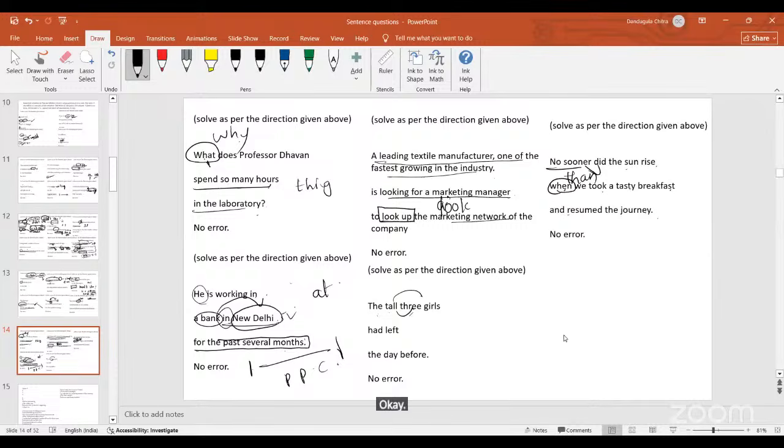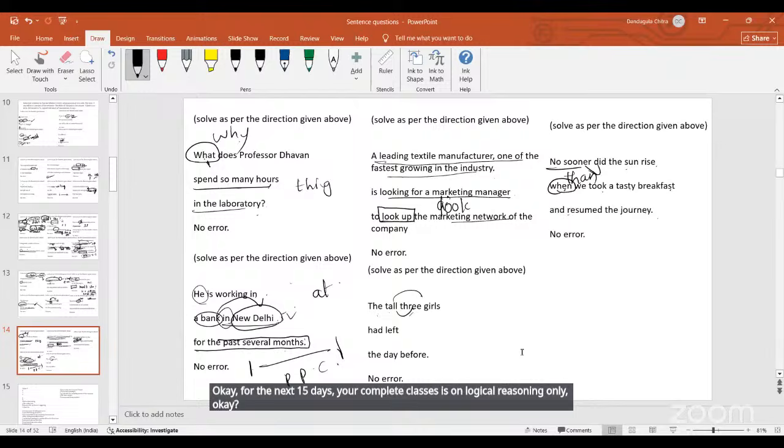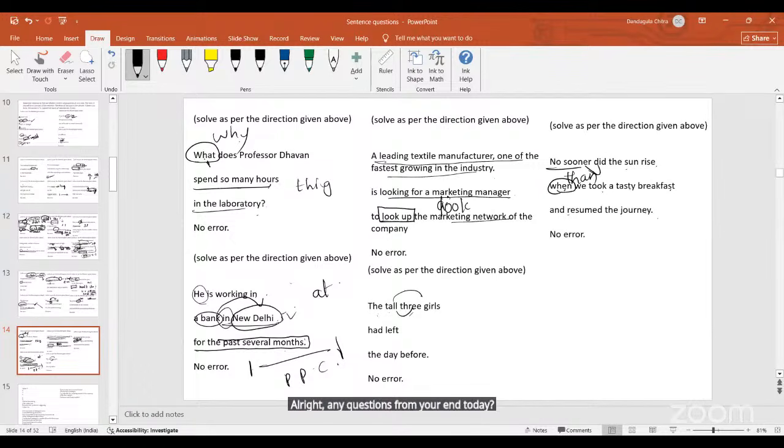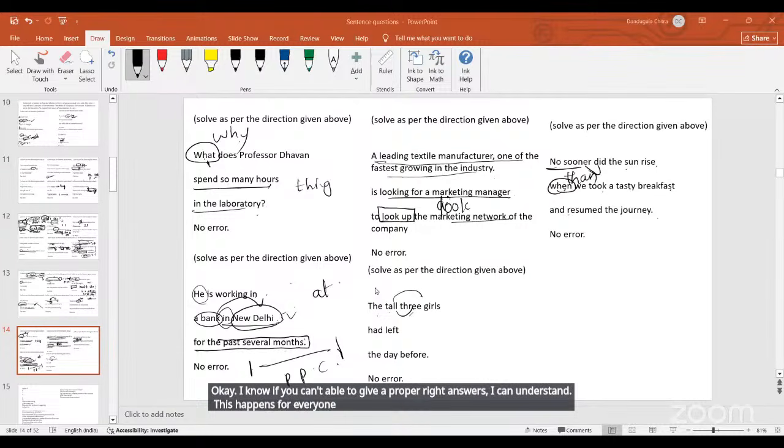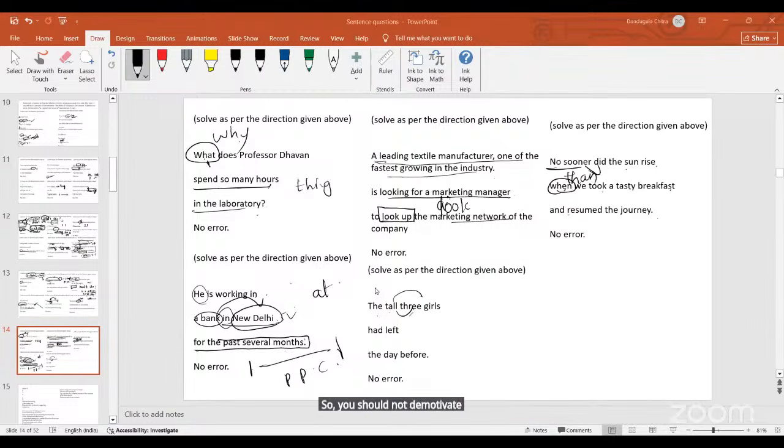All right. Only one class is left for verbal ability that I'll be taking on Monday. And properly on Tuesday, I'll be starting logical reasoning. For the next 15 days, your complete classes are on logical reasoning only. Any questions from your end today? No, sir. I know if you can't give the right answers, I can understand. This happens for everyone. So you should not demotivate yourself. Just understand the reason behind that, and then try as many questions as you can.